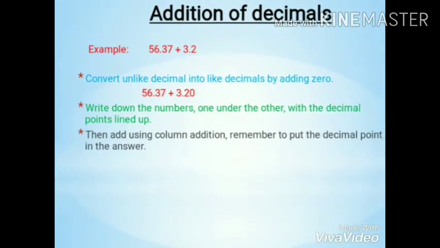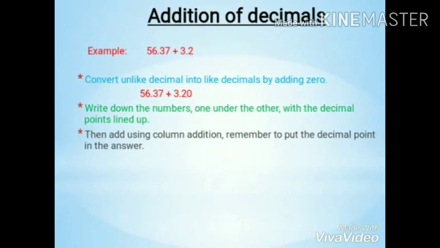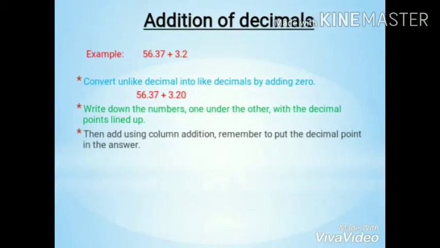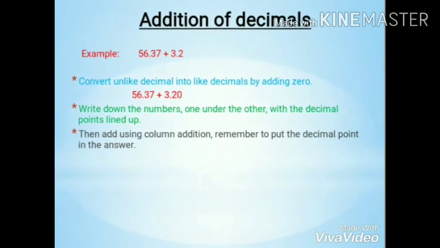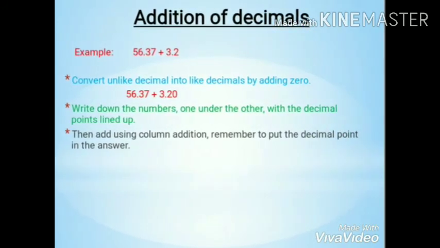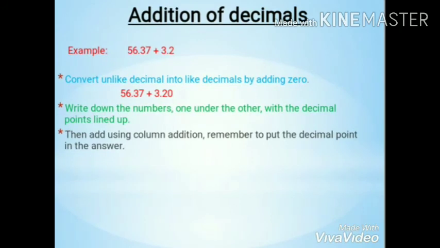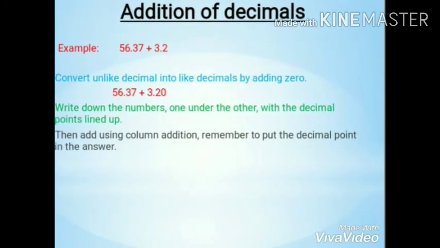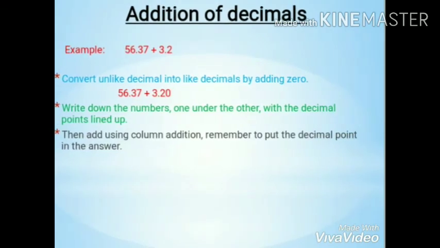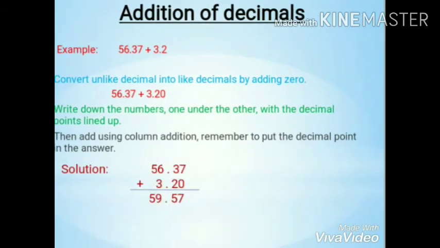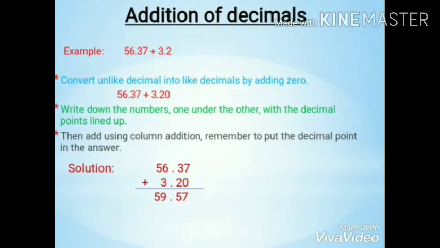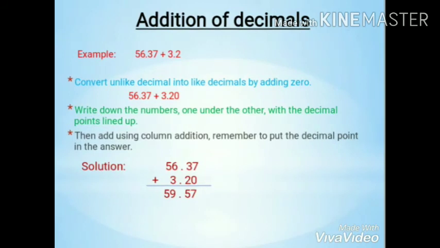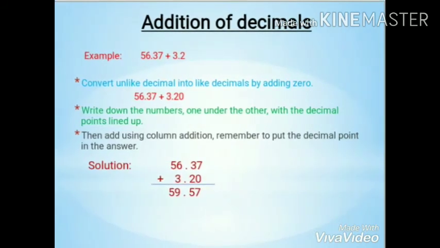When we have to add two or more decimal numbers, so first of all, convert all the decimal numbers into like decimals. After that, write down the numbers one under the other with the decimal points lined up. Then add using column method. Remember to put the decimal sign in your answer. Now let's take an example. We have 56.37 and 3.2 and we have to add both of them.